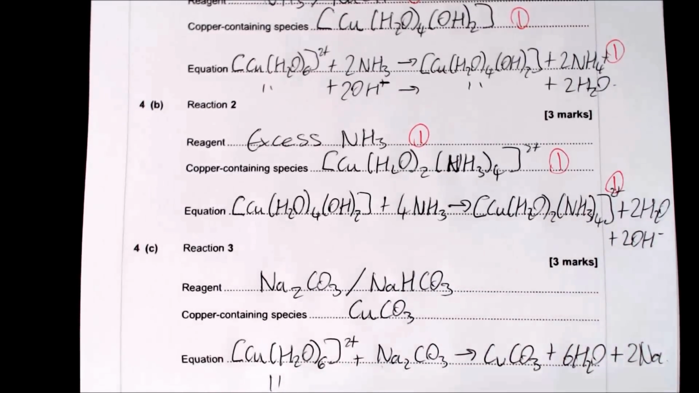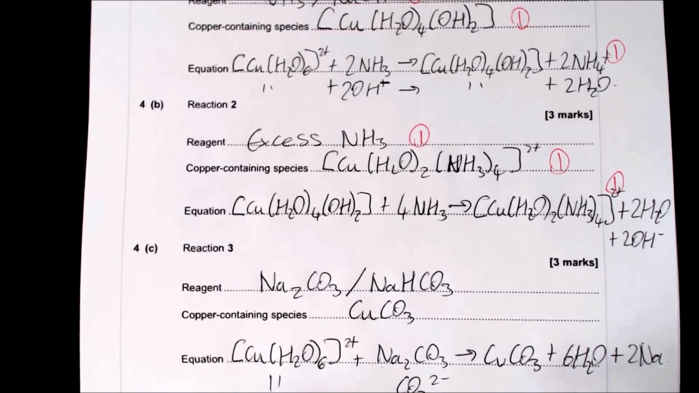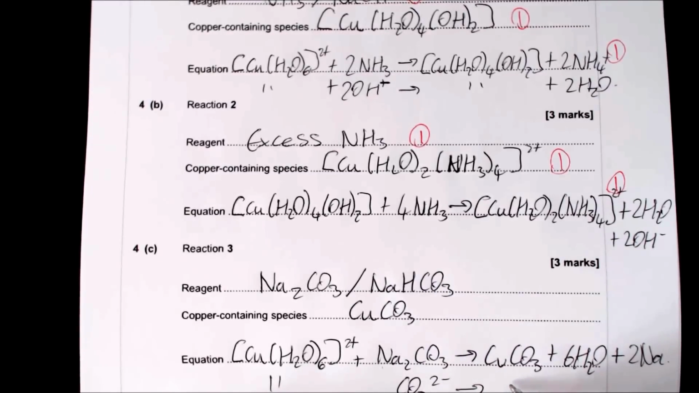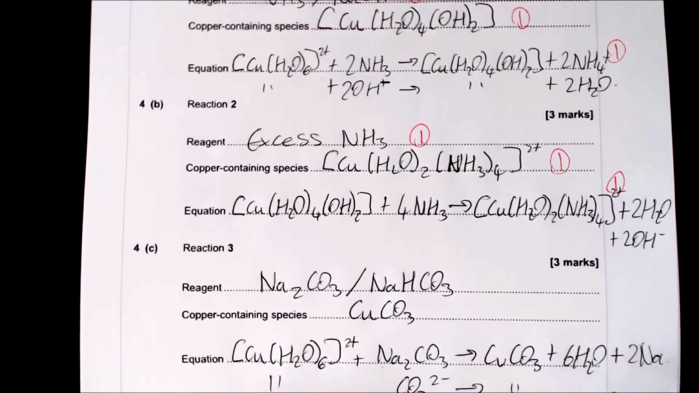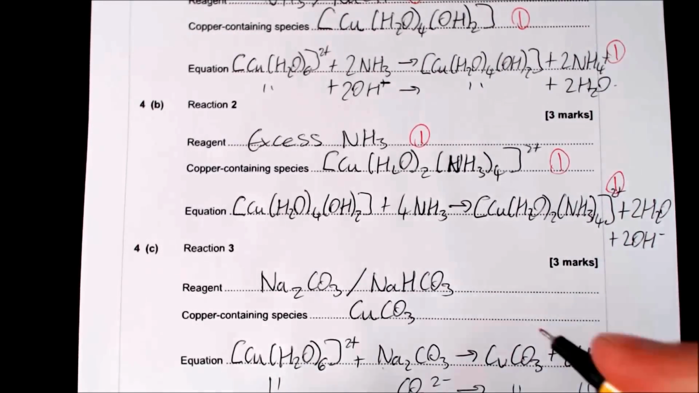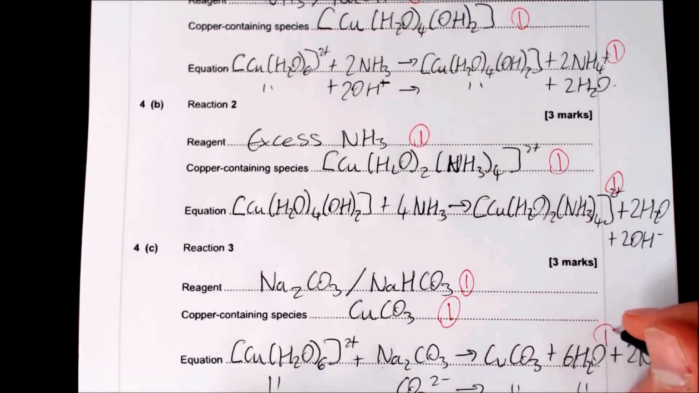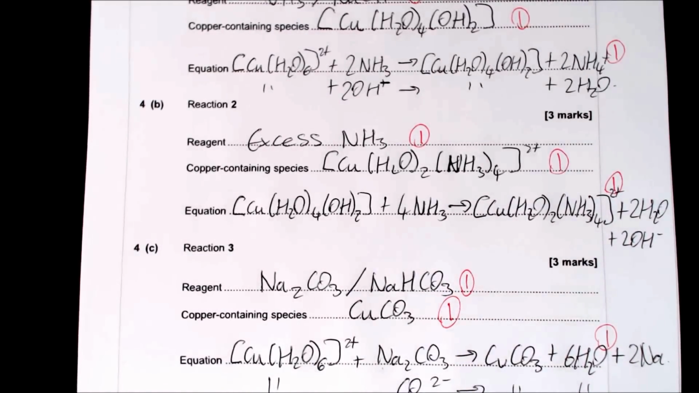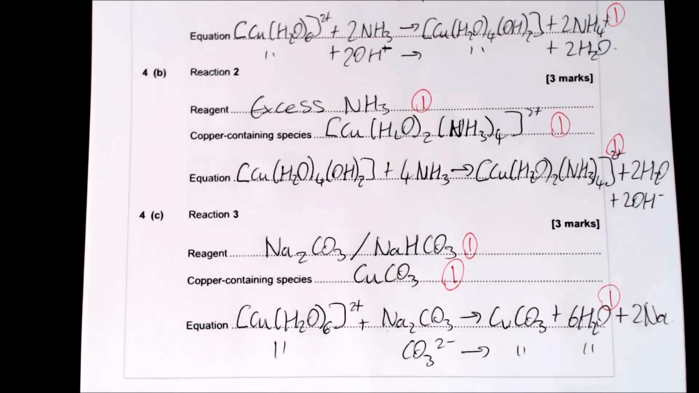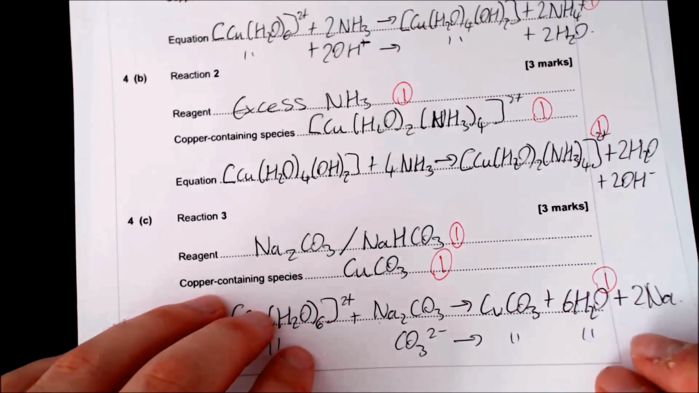It's just a spectator ion, and you can just put carbonate, CO3 2-, and they will accept that as well in the exam, and that will form the same thing, but obviously you won't have any sodium there because you've removed it from your equation. So again, you get 3 marks. You get 1 for your reagents, 1 for your species that's produced, and 1 for your equation. So there you go. Okay, so on to the next bit, which is 4D.